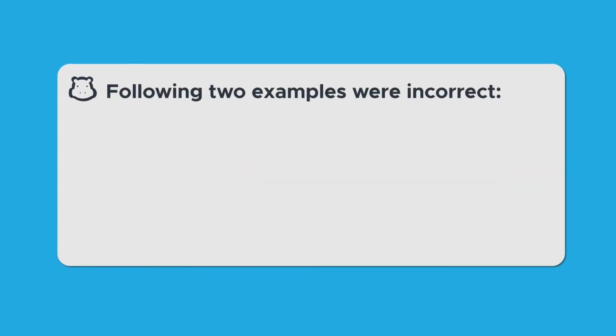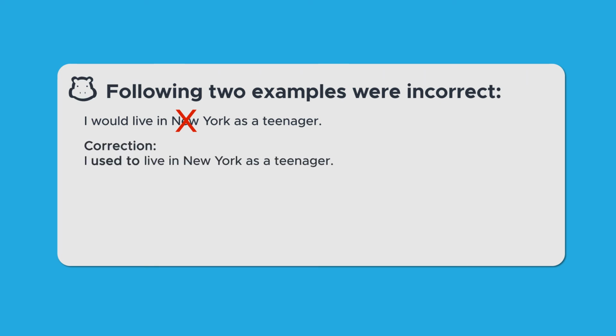So going back to our pop quiz, you can see why the following two examples were incorrect. I would live in New York City as a teenager. In this case, we must use "used to." The correct sentence is, I used to live in New York as a teenager. This is a permanent action in the past.